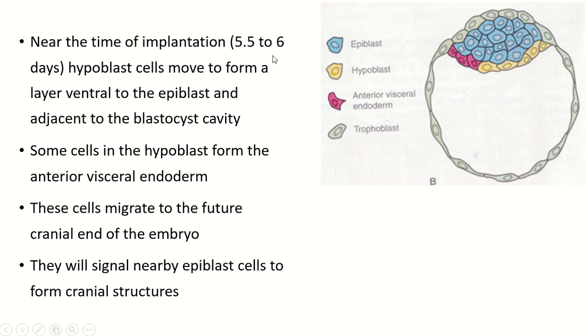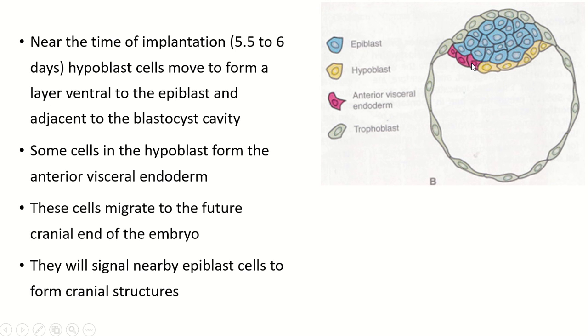Near the time of implantation, at 5.5 to 6 days, the hypoblast cells move to form a layer ventral to the epiblast and adjacent to the blastocyst cavity. So hypoblast cells are present ventrally and epiblast cells dorsally. Some cells in the hypoblast form the anterior visceral endoderm. These cells migrate to the future cranial end of the embryo and signal nearby epiblast to form cranial structures.